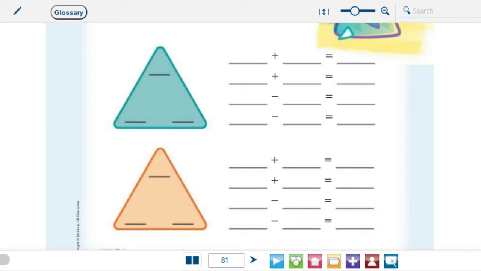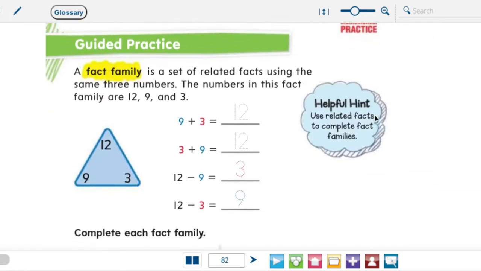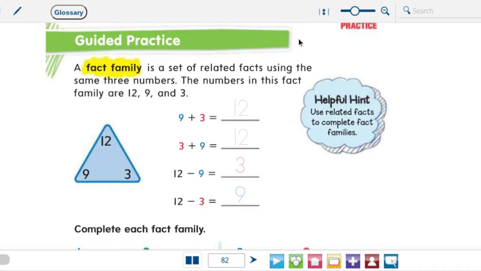I hope you're at page 81 with me. We're going to turn to the next page and take a look at this with some numbers for just a few minutes. Let's take a look at what we've got for our guided practice. It says, a fact family is a set of related facts using the same 3 numbers. The numbers in this fact family are 12, 9, and 3.